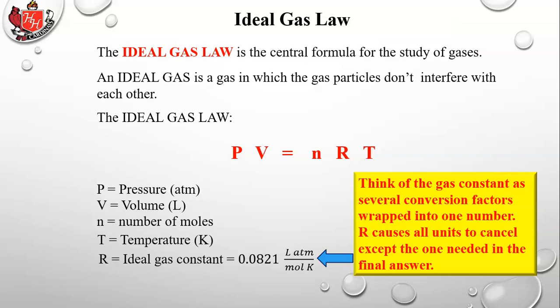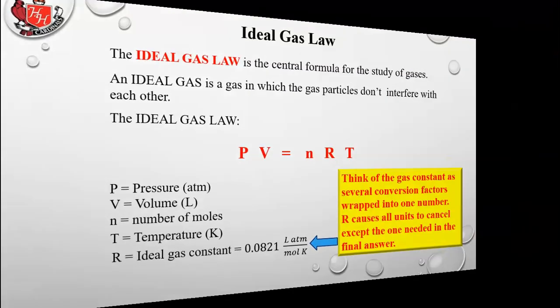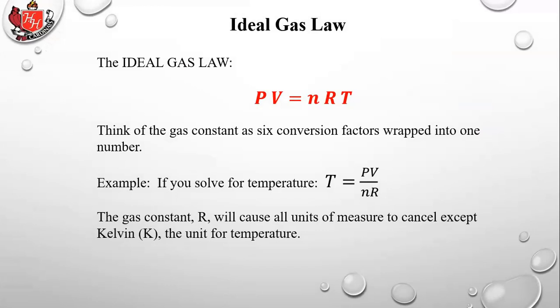So think of the gas constant as several conversion factors wrapped into one number. R causes all units to cancel except the one needed in the final answer. So there's the ideal gas law again. Think of the gas constant as 6 conversion factors wrapped into one number. If you solve for temperature, T equals PV over NR. The gas constant R will cause all units of measure to cancel except Kelvin if you're solving for temperature, and that's the units of temperature.